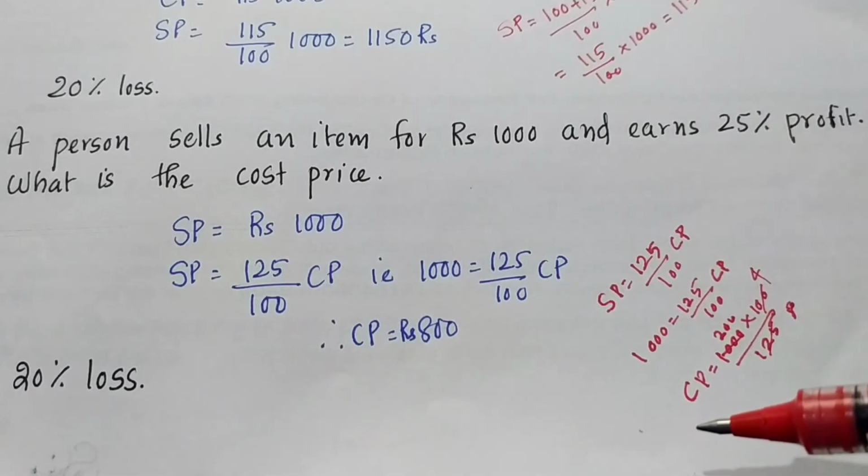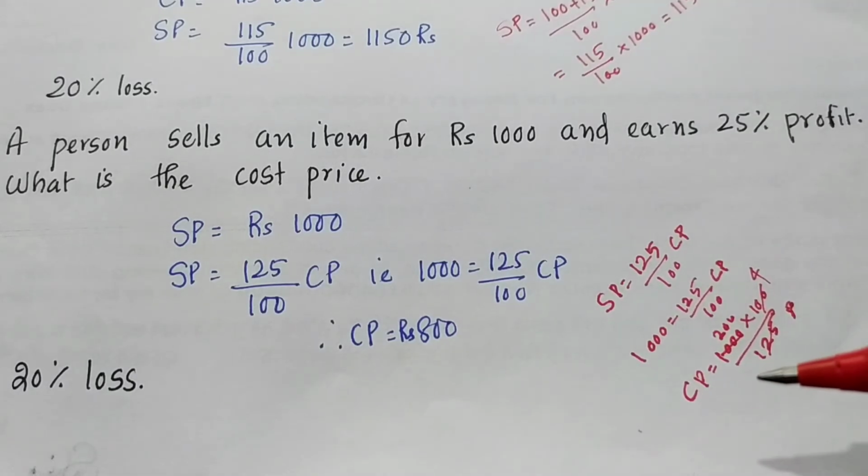We have to use the same concept. If we are given the profit percentage, the selling price will be profit percentage more than the cost price, and if you are given the loss percentage, the selling price will be loss percentage less than the cost price.